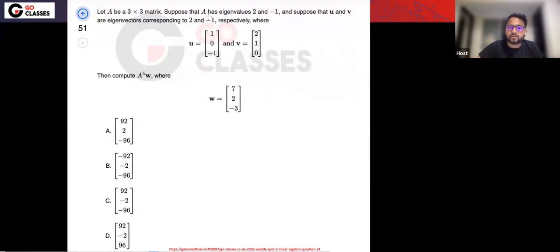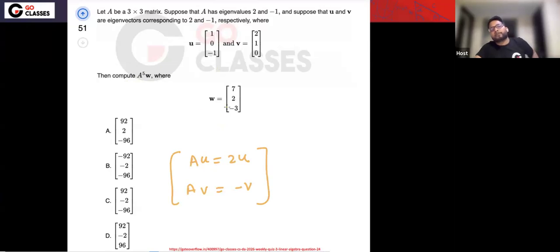They are saying that A is a 3 cross 3 matrix. Suppose A has two eigenvalues, 2 and -1. And suppose U and V are the eigenvectors corresponding to 2 and -1, which means AU equal to 2U and AV equal to -V. These are the eigenvalue and eigenvector pairs, and W is also given. Now they are asking A power 5 W will be what?